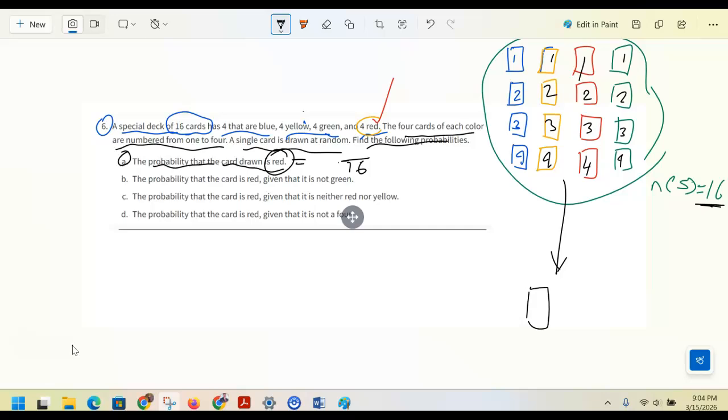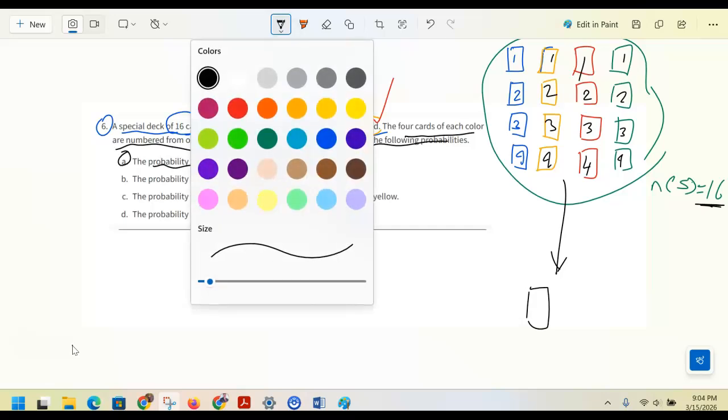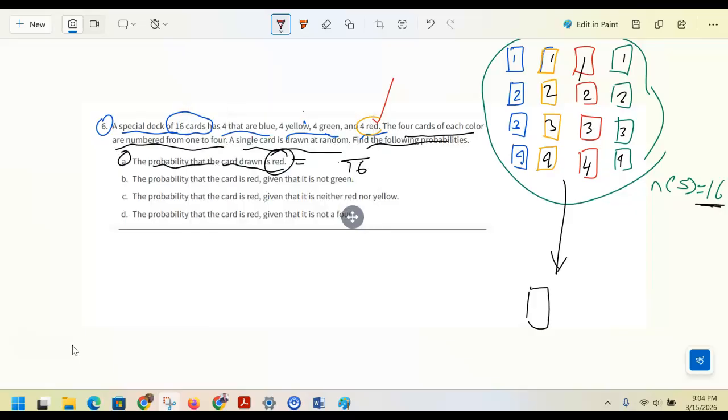And how many are red cards? So how many outcomes are there that are favorable to red? The red cards are 1, 2, 3, and 4. It means 4 out of 16. So the answer is 4 out of 16, but I'll reduce it by dividing by 4. 4 divides 4 once, and 4 divides 16 4 times. So the answer is 1/4.